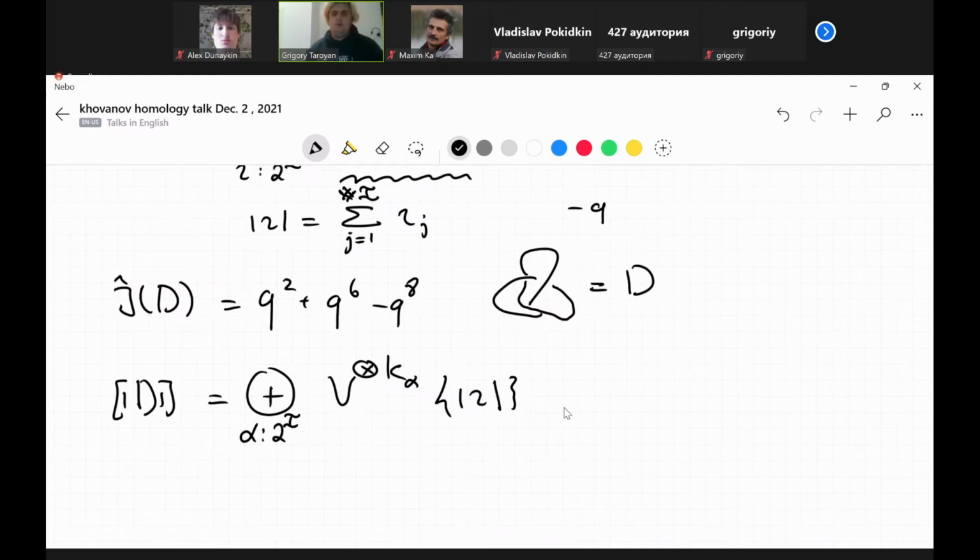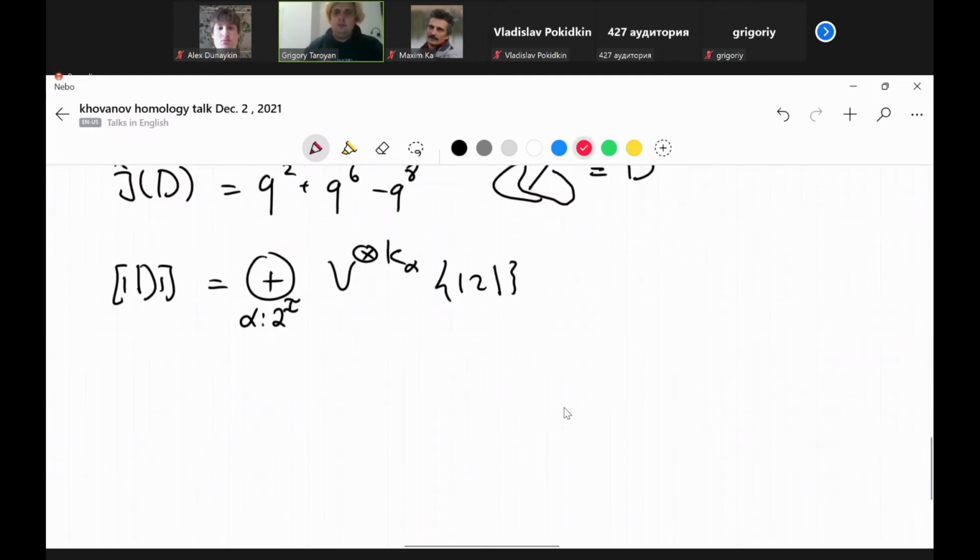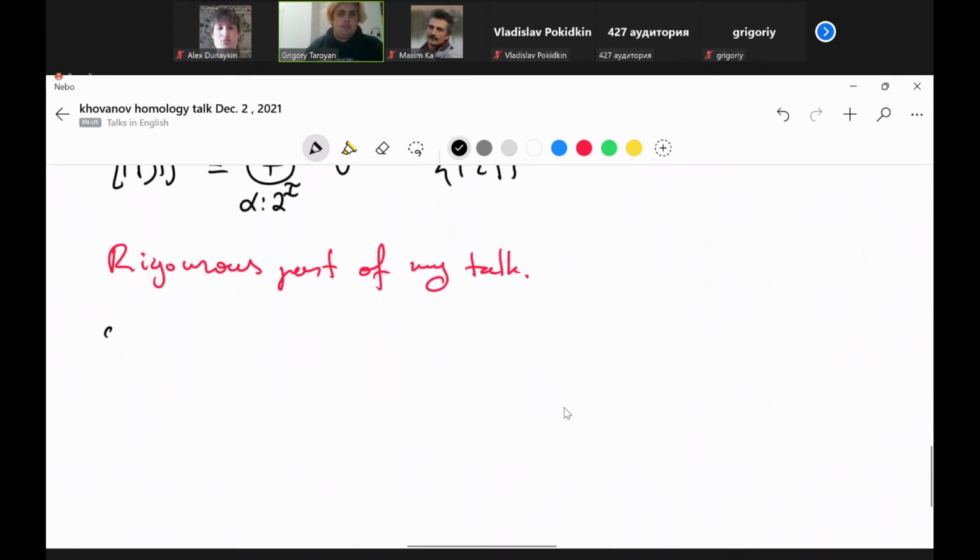So first of all, I need to introduce the Q dimension. As was said above, it's just a sum of Q to the power R multiplied by the dimension of the corresponding component. Okay, so that's the Q dimension.